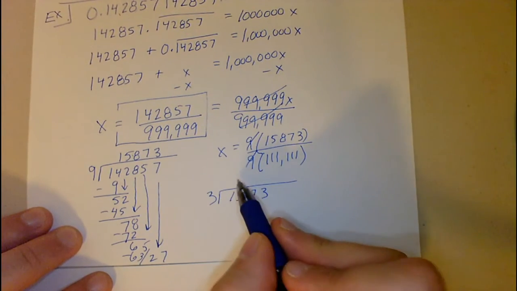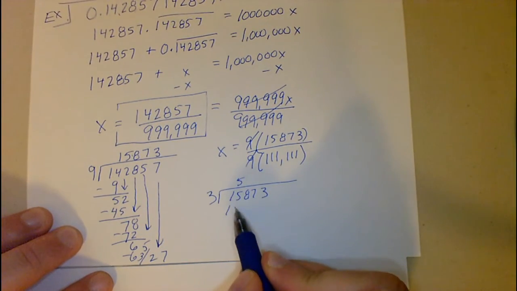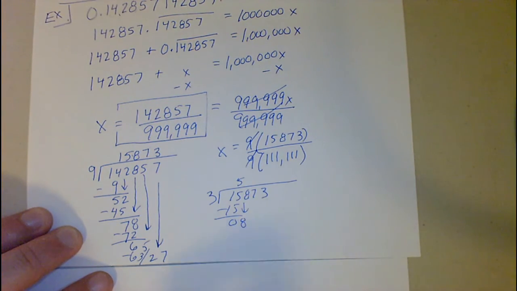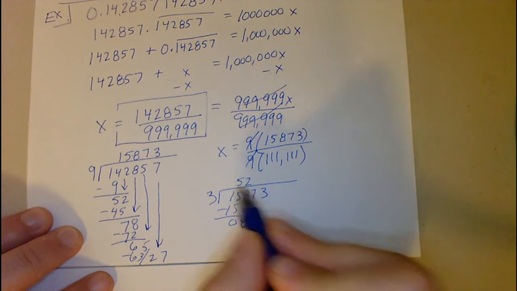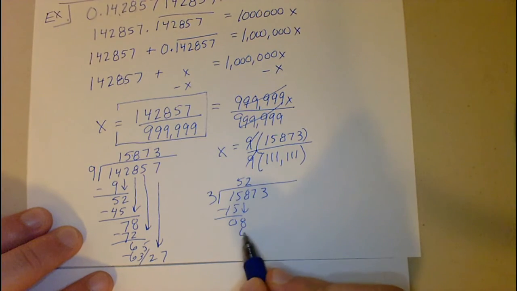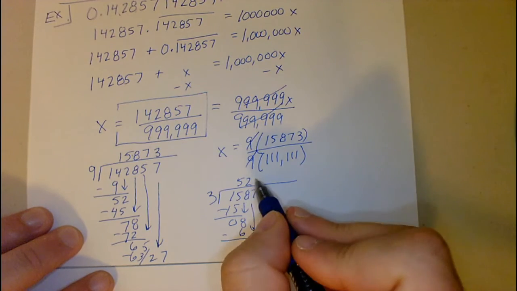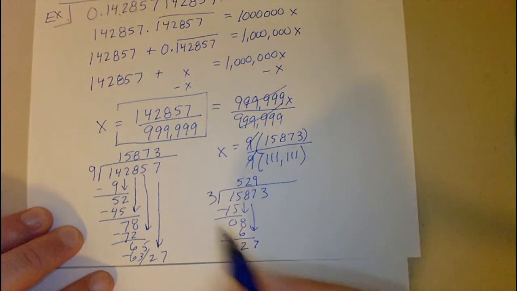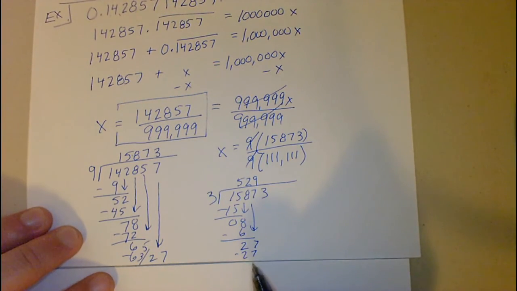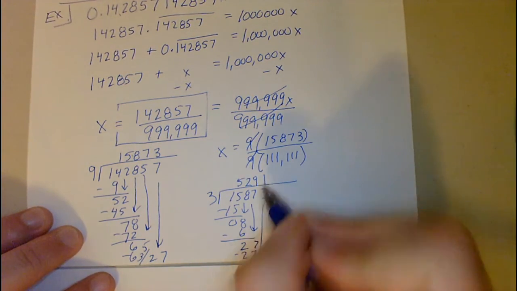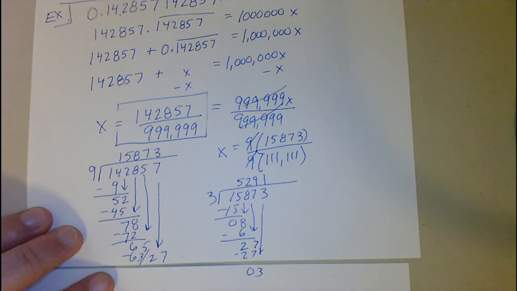3 goes into 15 5 times. 5 times 3 is 15. Subtract, I get 0. Bring down the 8. 3 goes into 8 twice. 3 times 2 is 6. Subtract, I get 2. Bring down the 7. 3 goes into 27 9 times evenly. 9 times 3 is 27. Subtract, I get 0. Bring down the 3. 3 goes into 3 once. Hey, look at that.